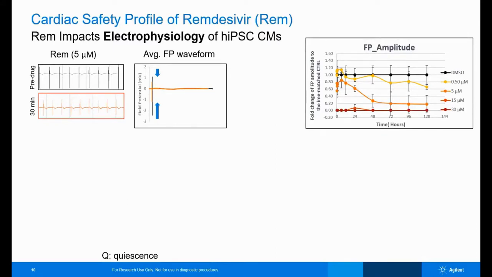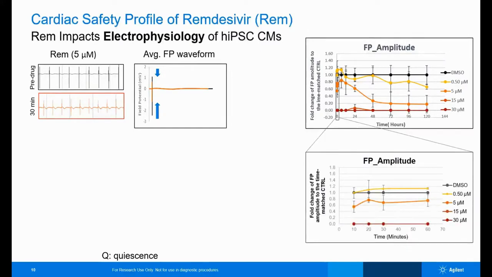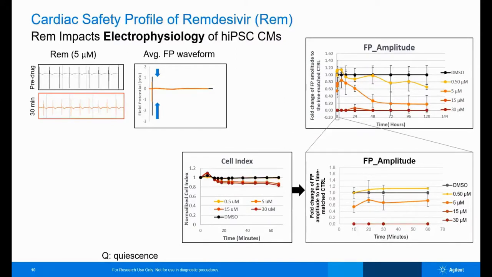And our CardioECR system does have this capability. Due to the large variation of changes in FP amplitude observed in the long-term experiment, in this talk I will only focus on the drug effect on FP amplitude within the first 1 hour after treatment. And indeed, remdesivir also dose-dependently reduced FP amplitude during the first 1 hour of treatment without having a significant impact on the cell attachment, as shown in this overall cell index curve over here.